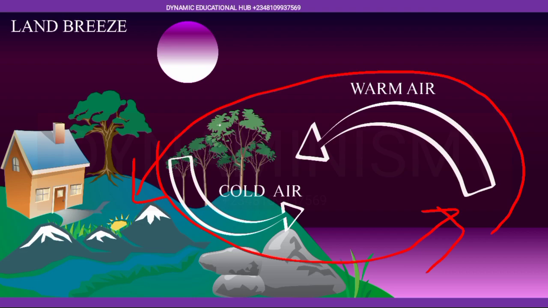Get the diagram. What can come out of this in your JAMB is very simple. This diagram, understand the direction of the flow of the air.